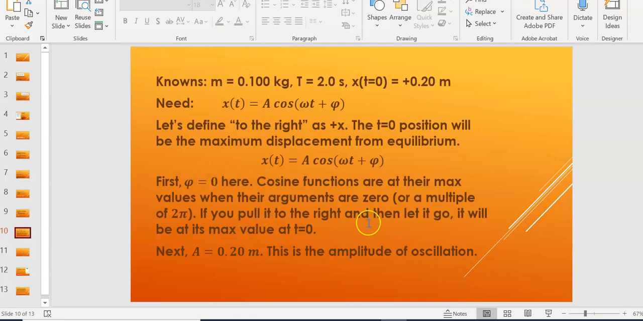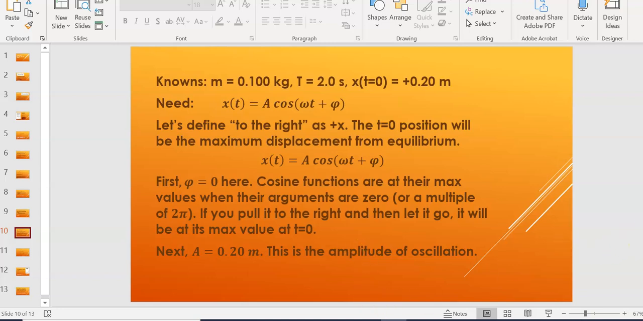All right, now my amplitude would be 0.2 meters, right? That's because I've given it its maximum displacement by pulling it to the right by 20 centimeters. So that means it's going to oscillate back and forth between plus 0.2 and minus 0.2 meters. So that's my amplitude of oscillation, okay?